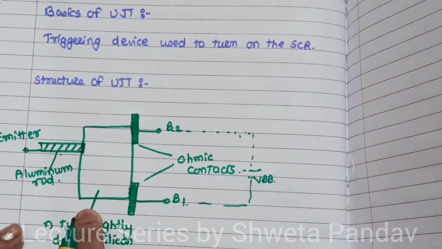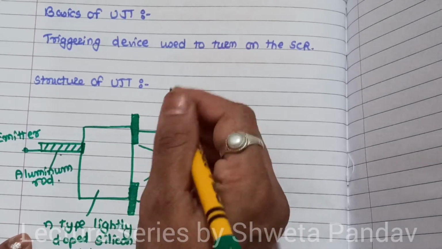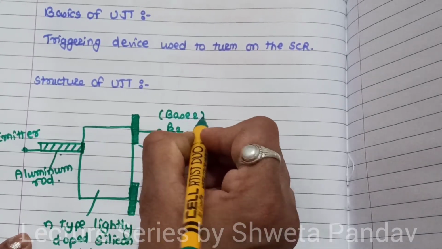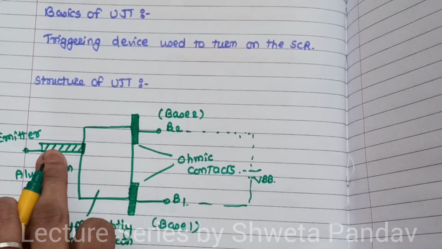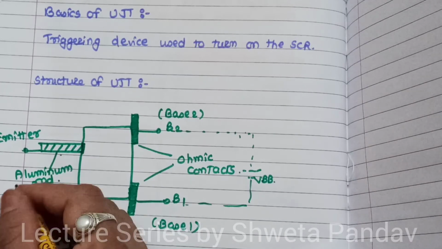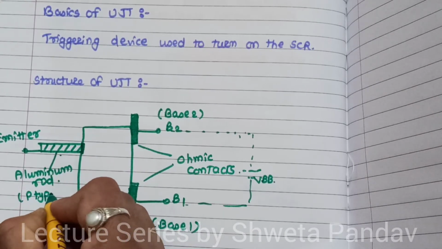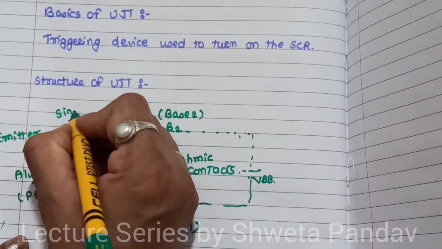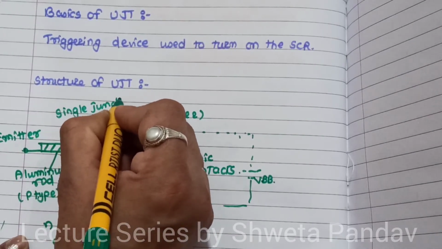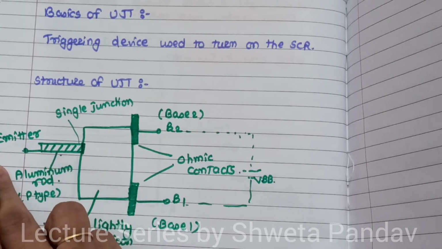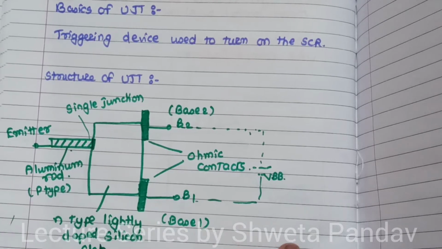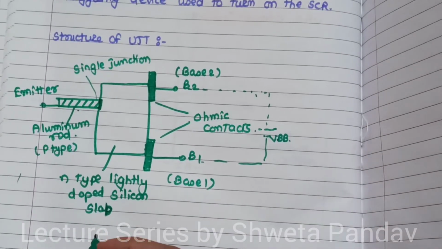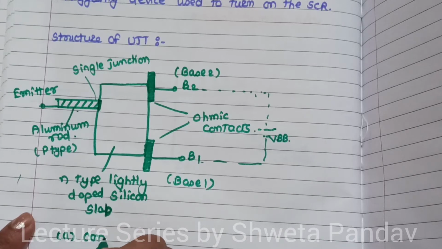It has an N-type slab, out of which two terminals are taken out. This is base 2, then base 1, and to this N-type slab one P-type material is added, that is nothing but an aluminum rod of P-type, and only a single junction is formed. Through this aluminum rod one terminal is taken out, that is called the emitter. So this is the construction, or we will call it the structure, of UJT.